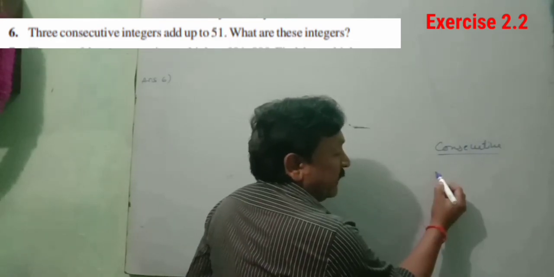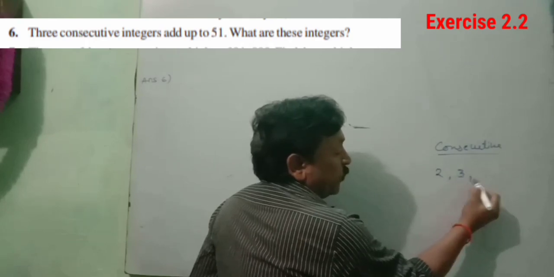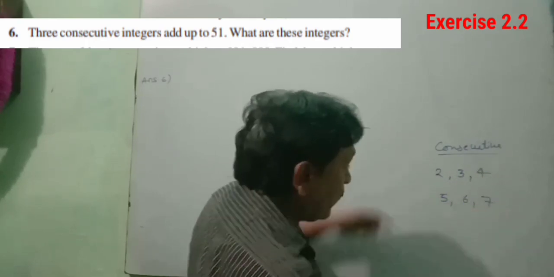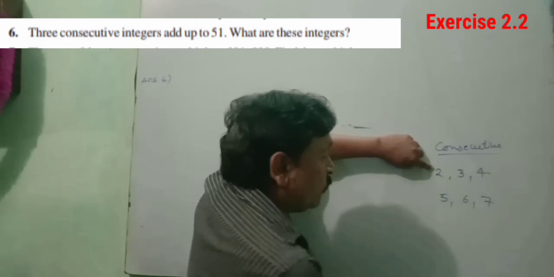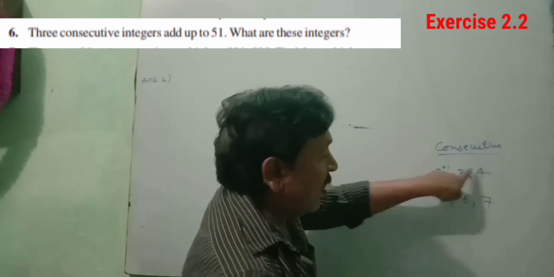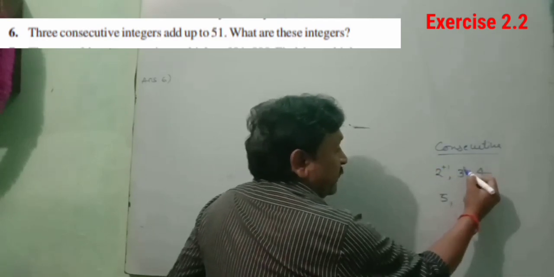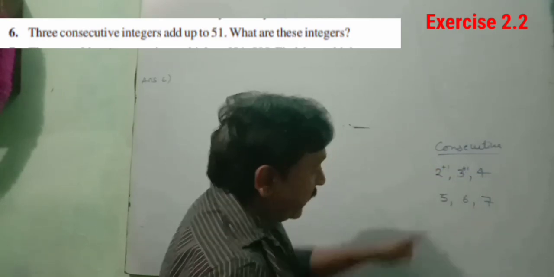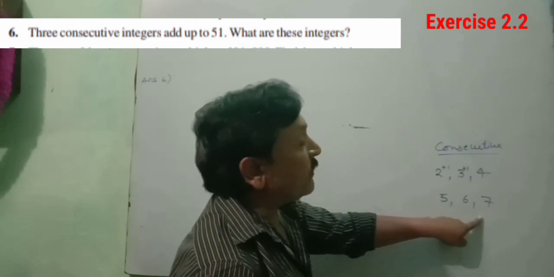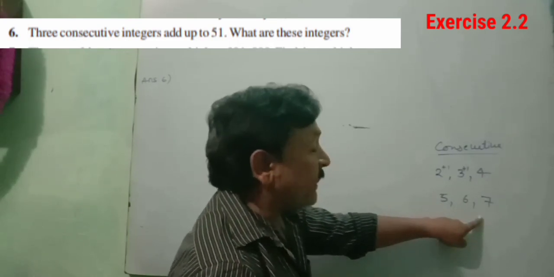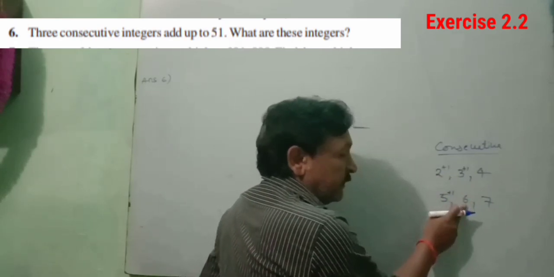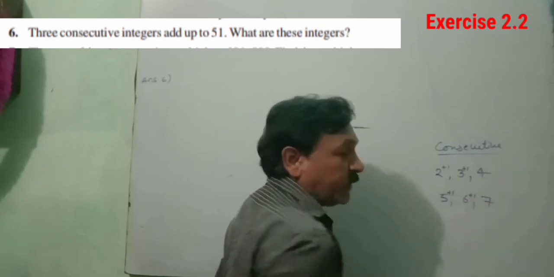How? I can take the example of 2, 3, 4. I can take the example of 5, 6, 7. If suppose the first number is 2, then how will I get the second number? Plus 1. 2 plus 1, 3. How will I get the third number? 3 plus 1, 4. In the same way, 5, 6, 7 are consecutive integers because I can get them by adding 1. See, 5 plus 1, 6, and 6 plus 1, 7.